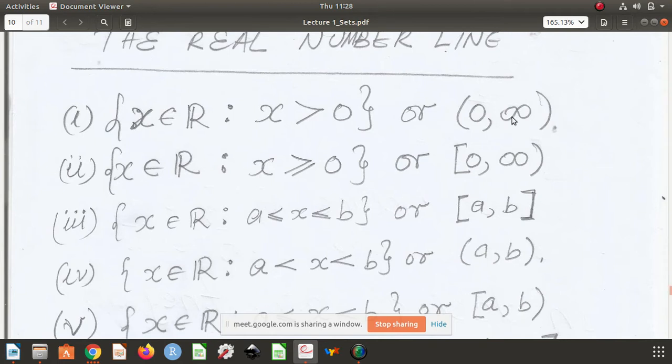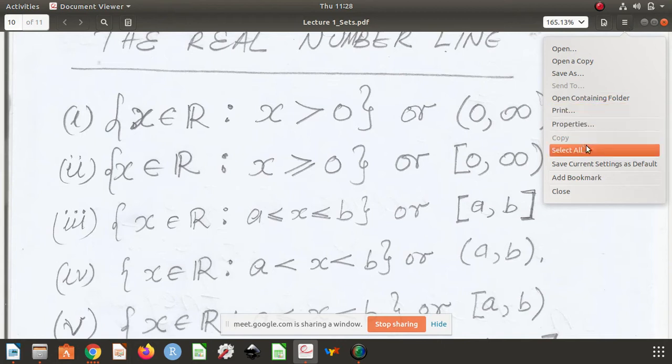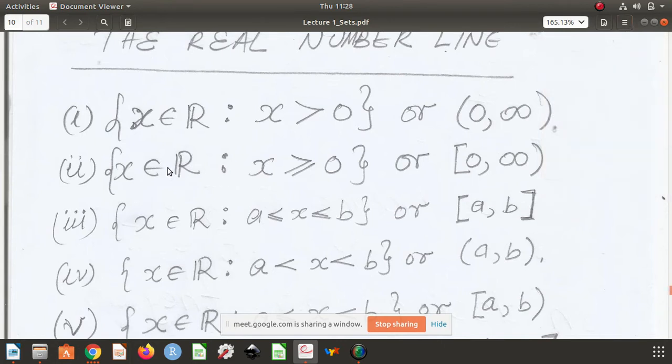Then the next one is a set of numbers, again a subset of the real numbers, which is greater than or equal to 0. So here 0 is included. This I usually call the non-negative real numbers. Non-negative means greater than or equal to 0. Positive means strictly greater than 0. So another way to write this set is like this.